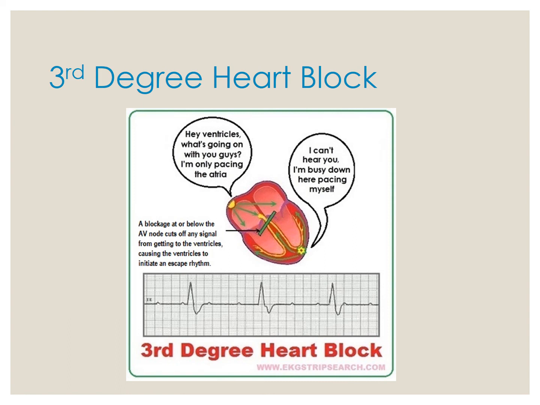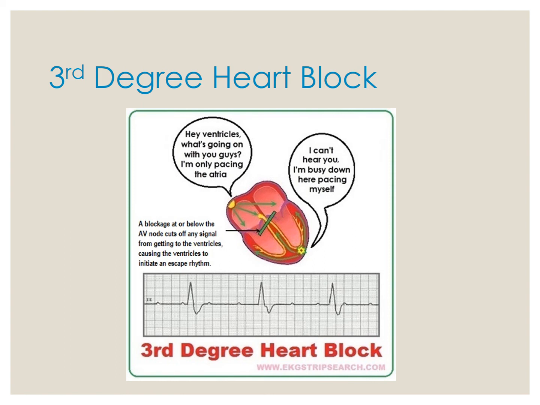This might help you a little bit. I found this online. So 3rd degree heart block is a blockage at or below your AV node, which you can see in a diagram there where your AV node is. It cuts off any signals from getting to your ventricles, which will cause the ventricles to initiate an escape rhythm.